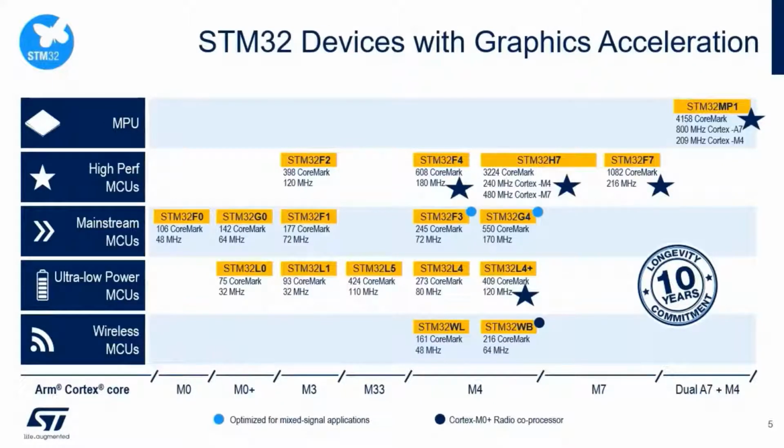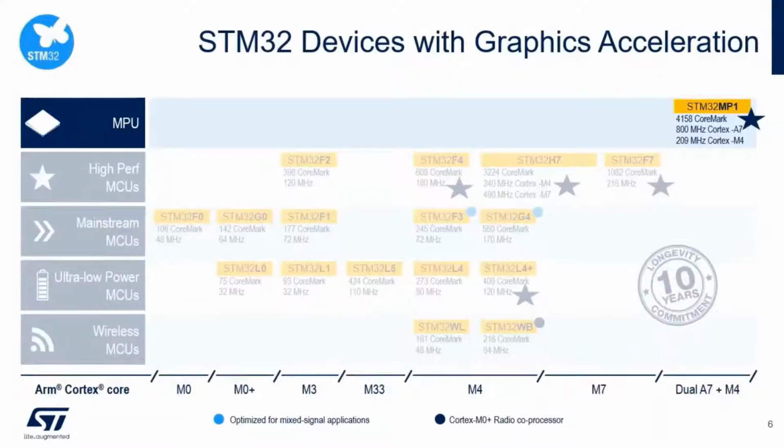Starting from the top right, we have the STM32 MP1, our general-purpose microprocessor, which has an optional 3D graphics core. If you have a project that would run Linux or Android, the STM32 MP1 would be a good option to consider. In our microcontroller family, we have the STM32 F4, F7, and H7 in our high-performance product line, and the STM32 L4 Plus in our ultra-low power product line. All of these devices have graphics acceleration and other advanced graphics features.